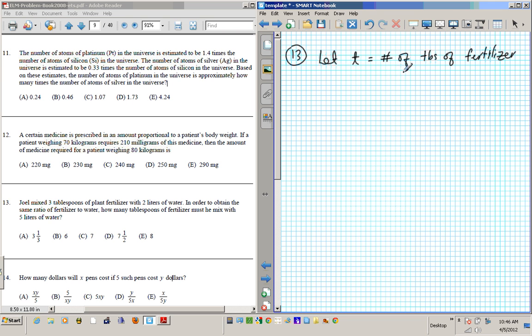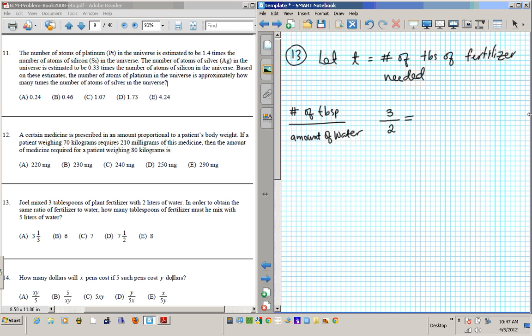Okay. All right. Now let's set up an equation. I'm going to use the same approach as I did before. Let's have the number of tablespoons as the numerator, and the amount of water as the denominator. Okay, so let's see. So for 3 tablespoons, we have 2 liters of water. How about for 5 liters of water? How many? What's that?